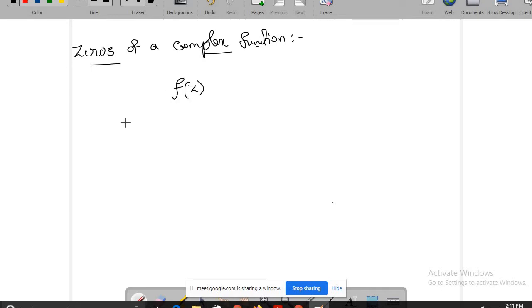So let us talk about classifications of singularities. Before that, I'd like to introduce what are zeros of a complex function. Let's say you have a function f of z. z0 is said to be a zero of f if f of z0 gives you 0.